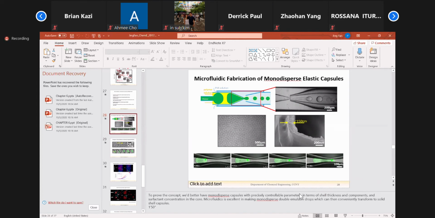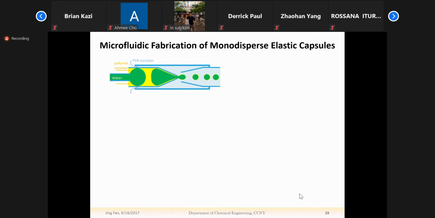This is microfluidic fabrication of monodisperse elastic capsules. But first of all, we fabricate monodisperse double emulsions, and then we transform them to solid shell capsules. So this is a schematic showing how the double emulsion droplets are generated. It's slightly different from regular glass capillary devices.